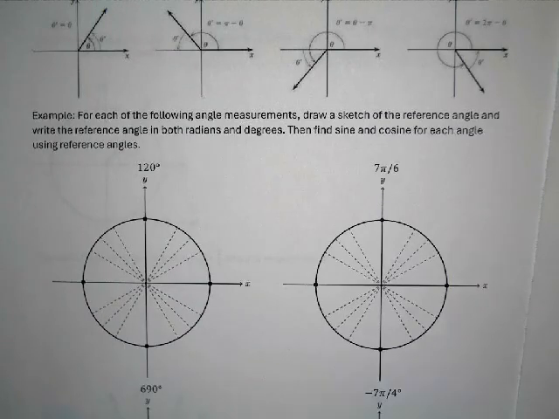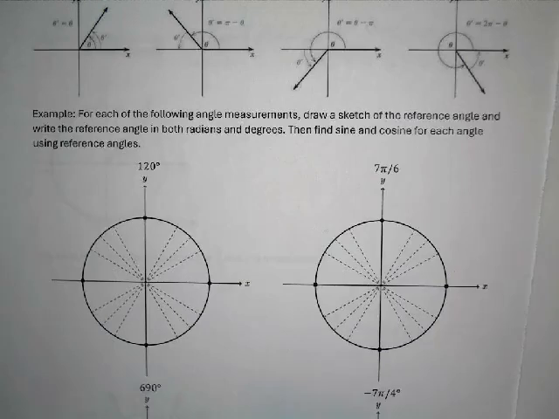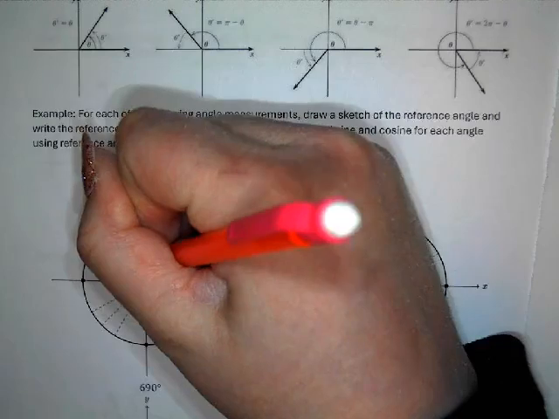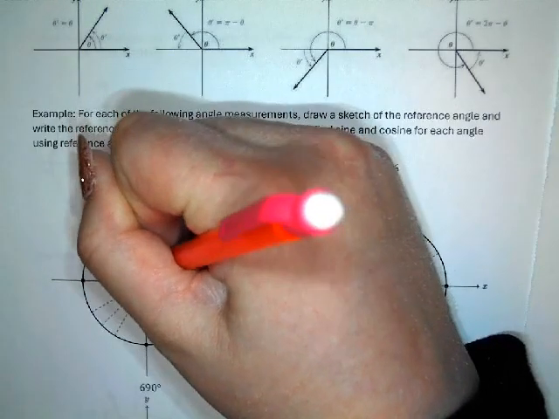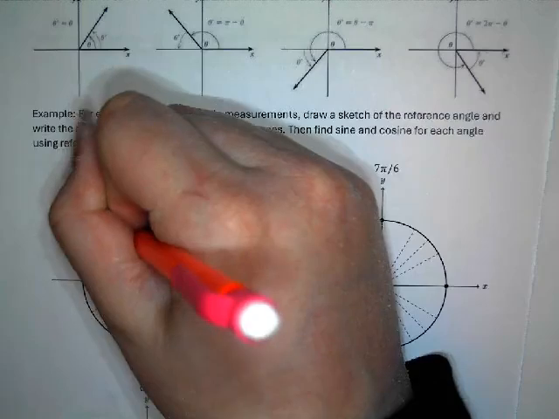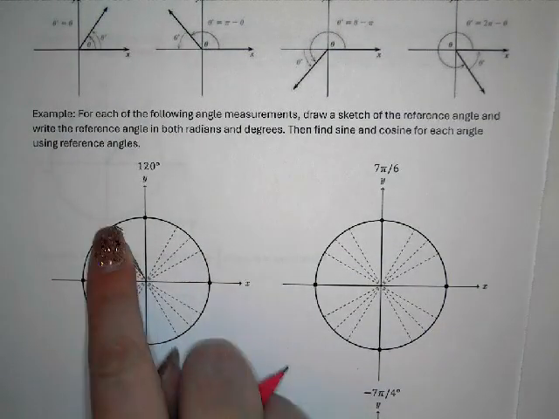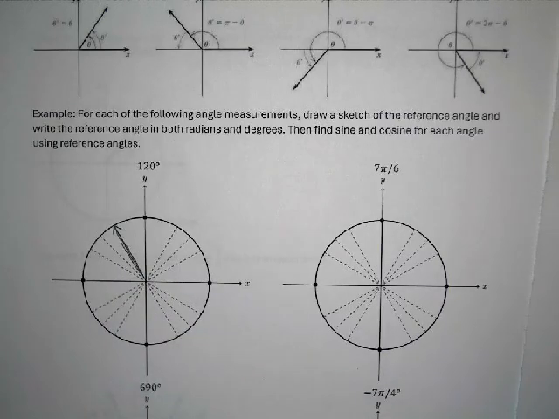So it says, for each of the following angle measurements, draw a sketch of the reference angle and write the reference angle in both radians and degrees. Then find sine and cosine for each angle using the reference angle. So 120 degrees is right here. And the reference angle is always the angle that is made between this terminal side and the x-axis. Not the positive x-axis necessarily, it could be the negative x-axis. It's whichever way you can get to the x-axis the quickest.